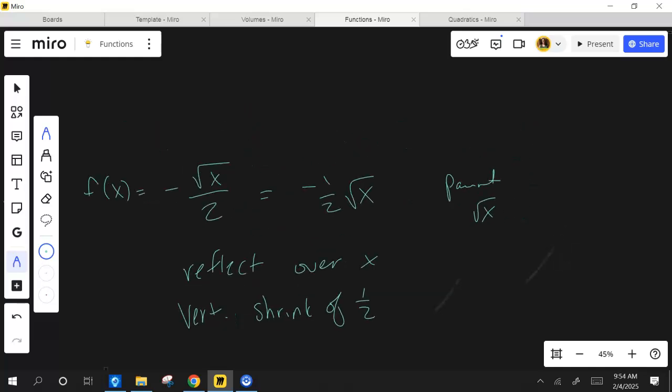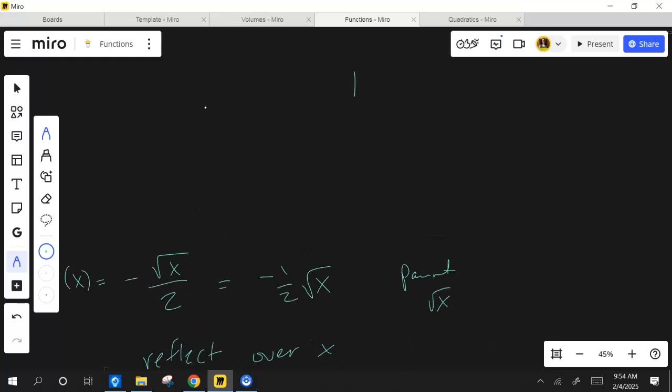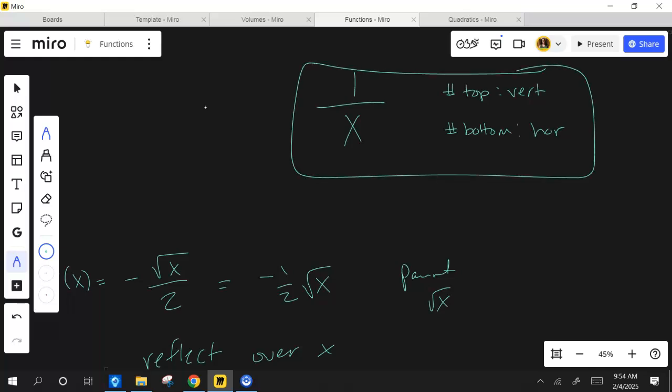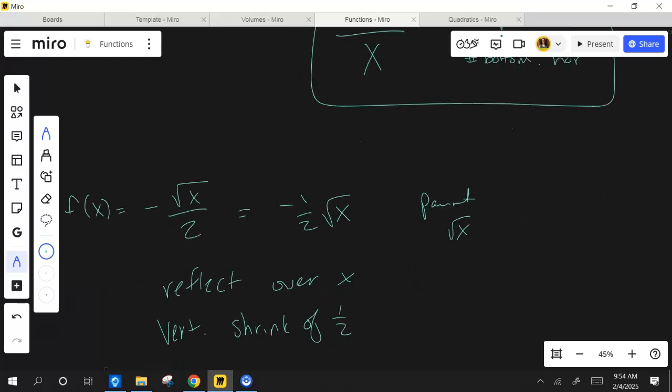Numbers on top or bottom, whatever I told you, that's only if the parent is 1 over x. If the parent is 1 over x, then if you have a number in top, that's vertical. If you have a number in bottom, that's horizontal, but that's only with that function. This is a square root function. It's not a reciprocal function.